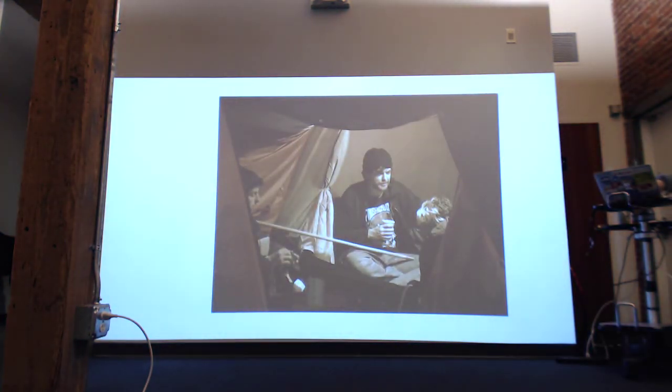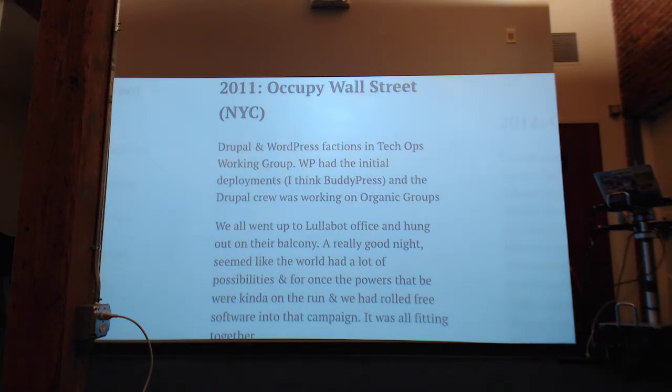We were trying to find ways to apply this software to changing the political system and adding pressure on things. A little bit of history here is that the Tech Ops working group had kind of Drupal and WordPress factions going on. The WordPress guys set up BuddyPress, and the Drupal people were trying to come up with a kind of sophisticated organic groups thing. So somebody who had a desk at Lullabot, we all went up.